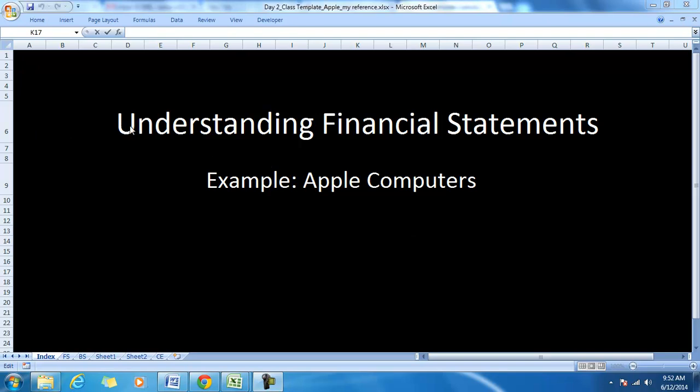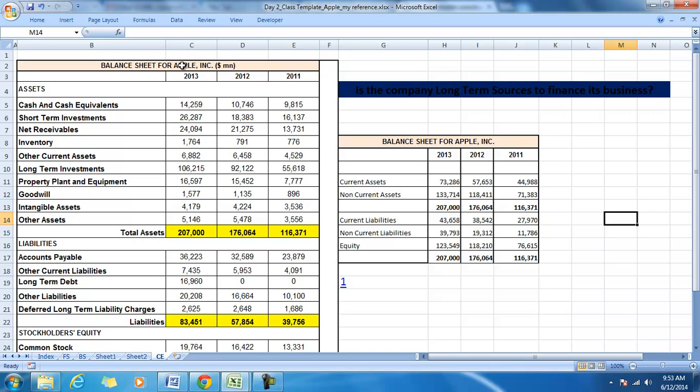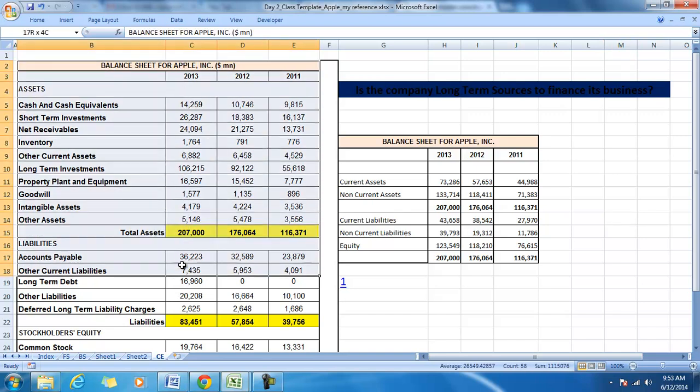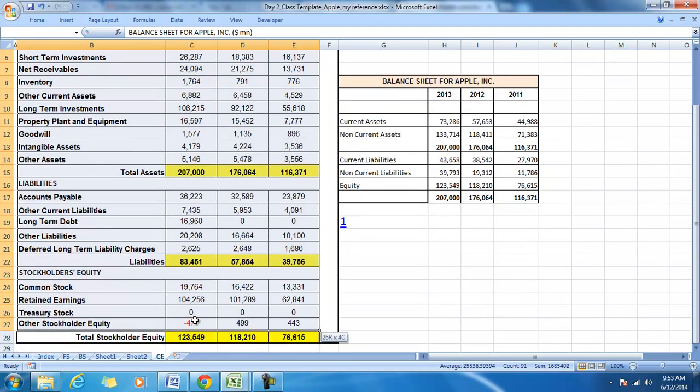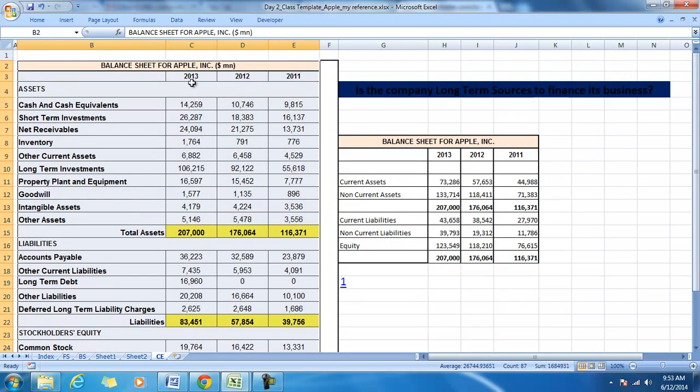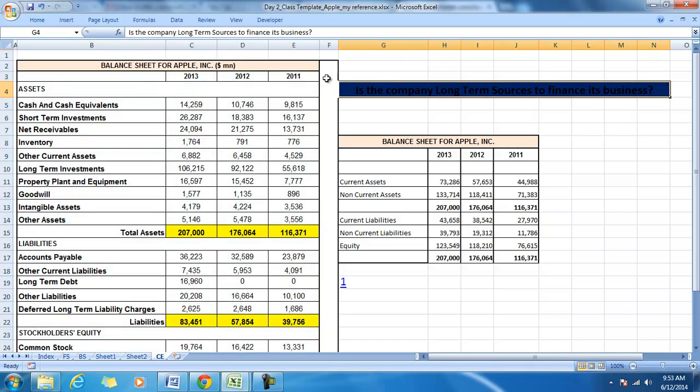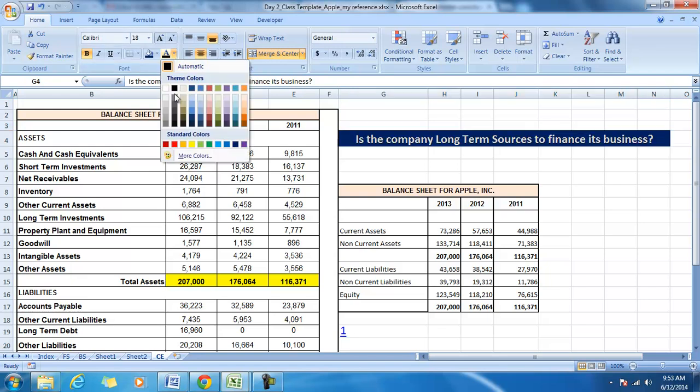We'll continue with our understanding of financial statements, and we'll continue with the example of Apple computers. We will see that we have 3 years of financial statements in $1,000,000 of Apple computers from 11, 12 and 13. In the previous discussion we saw whether the company is using any short-term sources to finance its assets, and in this session we will try to find an answer to another question. Is the company using long-term sources?